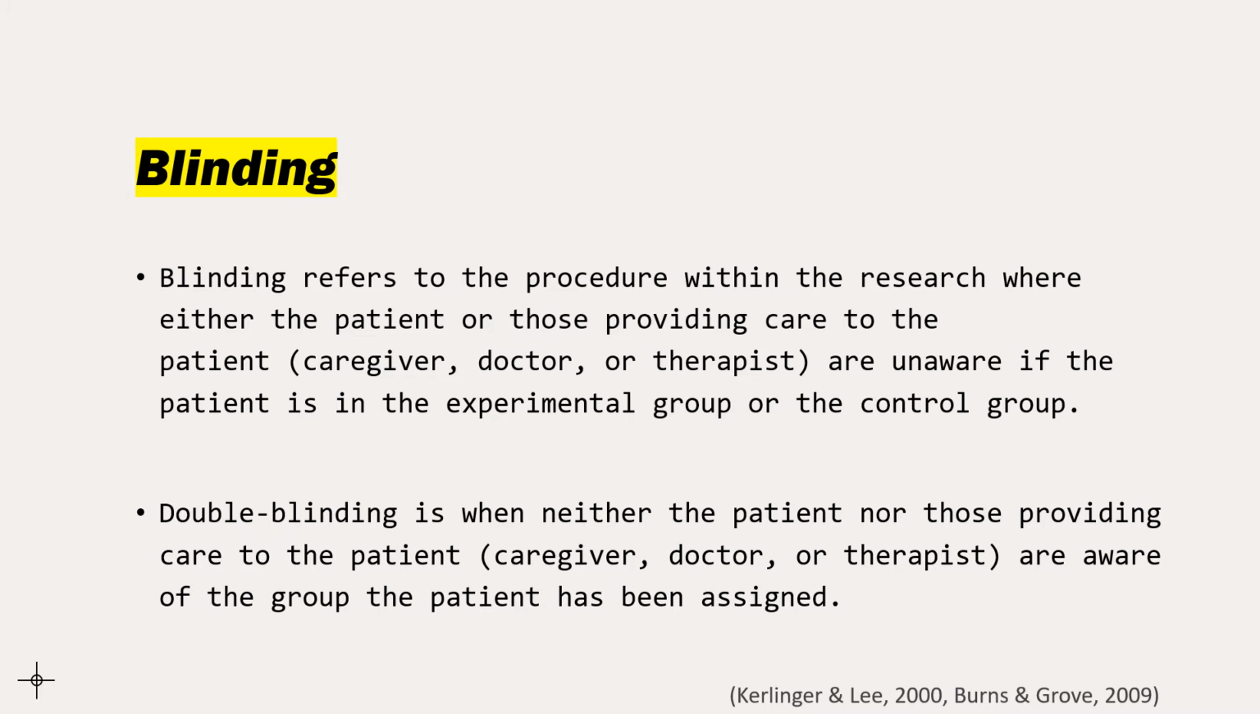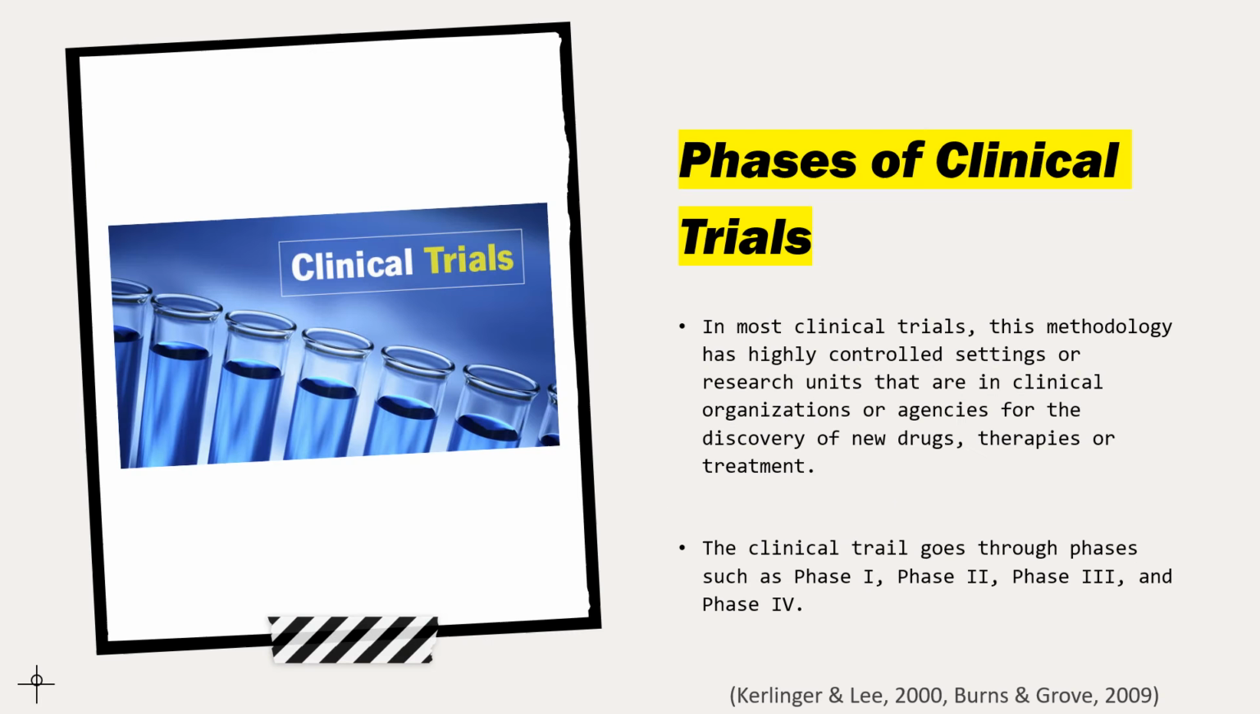But in this case, we will go further to look at what is normally known as double blinding. Double blinding is when neither the patient nor those providing care to the patient, that is the caregiver, doctor, or therapist, are aware of the group the patient has been assigned to. So both ends are unaware of it, and most of the time the data is sent to a different person or a statistician to analyze the data and provide the results back, to prevent bias.